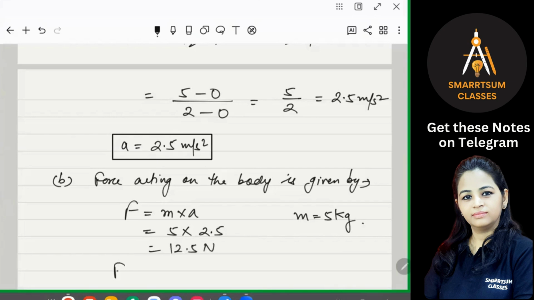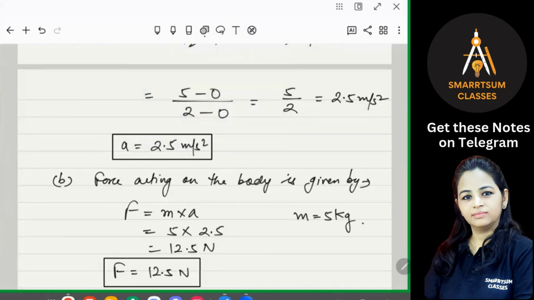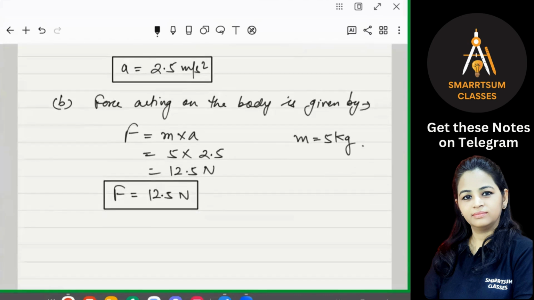So what is the force? Force acting on the body is 12.5 Newton. Because whenever there is an acceleration, that means there is some external force. Some force is applied. The forces are unbalanced. Are you getting that? Then only acceleration can be there, isn't it? So that force which is applied on the body actually gives the acceleration to it. That is 12.5 Newton. Is that clear?